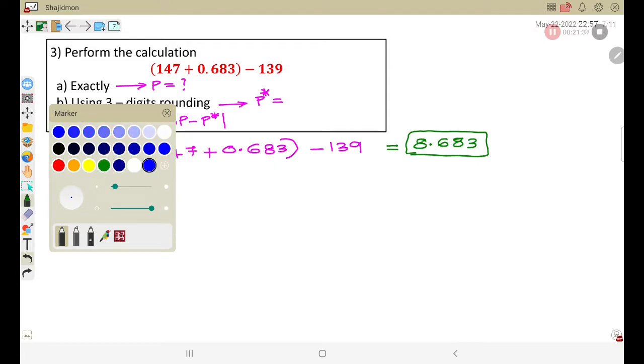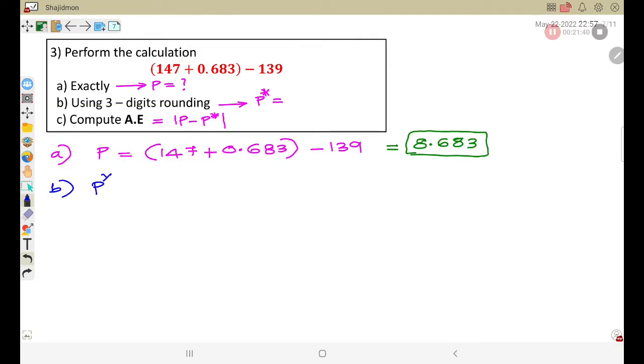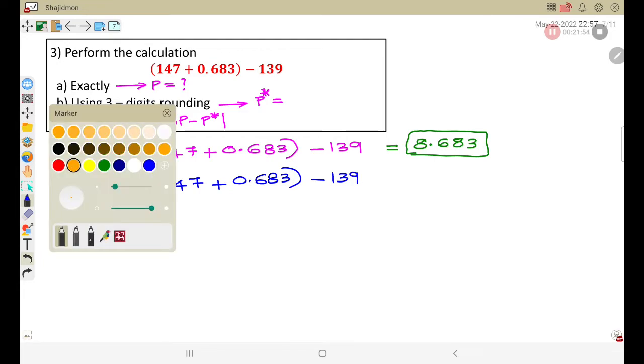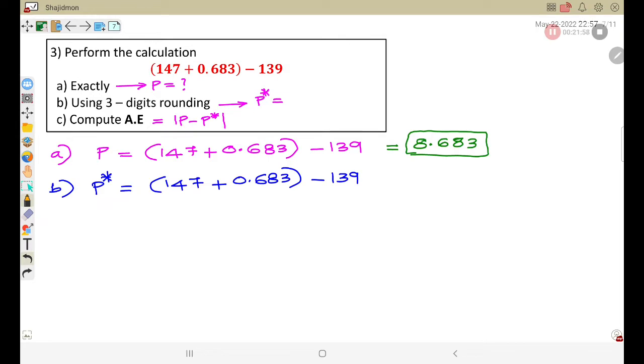Okay, now approximate value is important. B part, P star equals, start from the question, 147 plus 0.683 minus 139. Now 3 digits rounding means approximate value, means separately we need to calculate. First we need to calculate this number in 3 digits rounding. After that the same number. So first bracketed term, you can check, equals 147 plus 0.683. That means you will get 147.683. Correct? But how many digits we needed? 3 digits rounding.